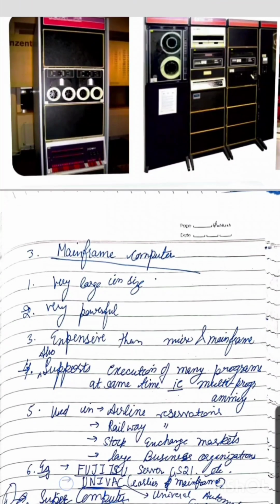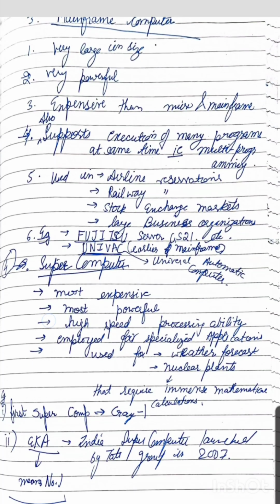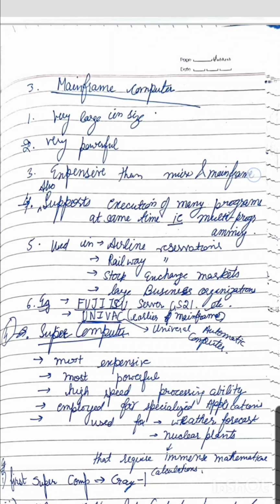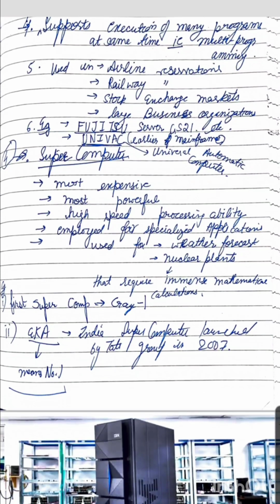After that we have mainframe computers, even larger in size and more powerful than mini as well as micro computers. They support execution of many programs at the same time, and they are used for airline reservations, railway reservations, stock exchange markets, etc. Examples include Fujitsu and Univac.